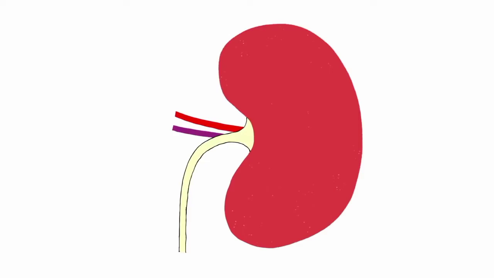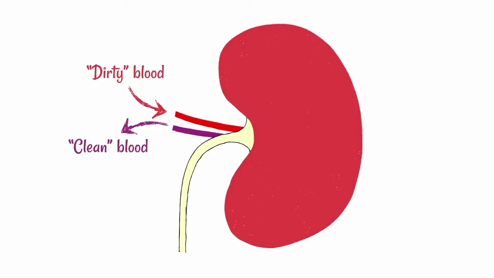The job of the kidneys is to filter the blood. Basically, we get dirty blood entering and clean blood leaving, and all of the waste products that are taken from that dirty blood exit as urine. Words like dirty blood and clean blood aren't particularly scientific, but it is a really convenient way to think about it.